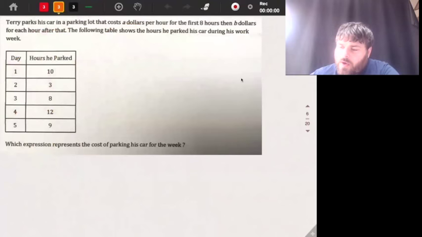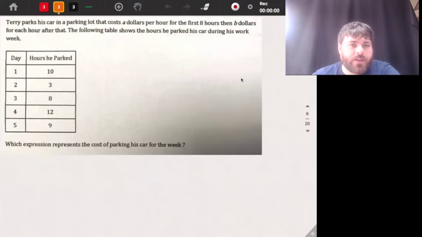All right, next question. Terry parks his car in a parking lot that costs $A per hour for the first 8 hours, then $B for each hour after that. The following table shows the hours he parked his car during his work week. So they have the 5 days that he parked his car and the number of hours for each day that he parked. Which expression represents the cost of parking his car for the week?